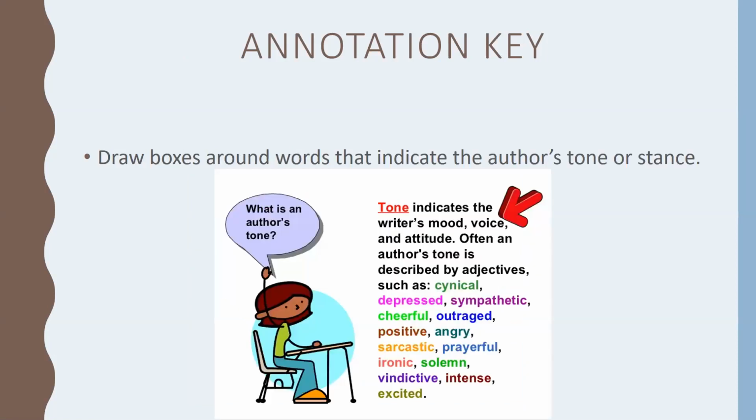Now, the 4th strategy is to draw boxes around words that indicate an author's tone or stance. Another way to think about that is words that give you a clue about the author's opinion or attitude on a topic. So I like to think of them as like emotional words, sort of. There might be words that help you think the author is outraged about something she's read or very positive about something. Maybe the author has a sarcastic tone or is playful.